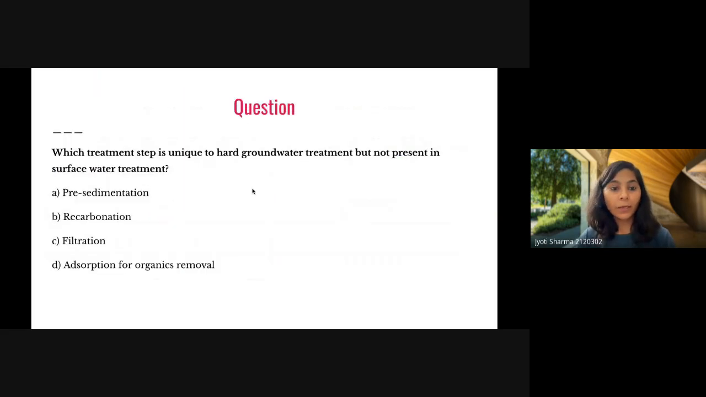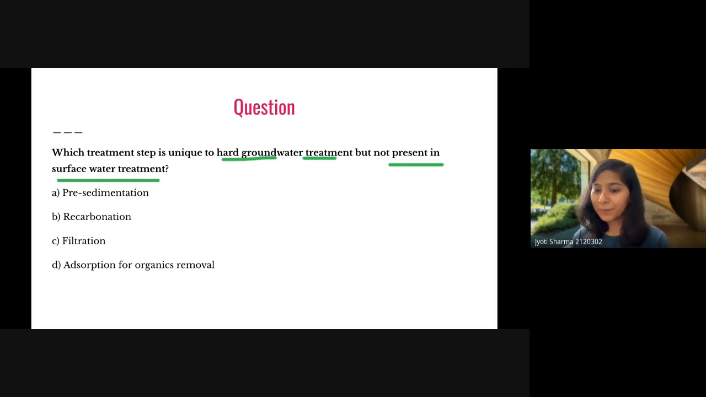Thank you, Priscilla. Okay, so now my first question is, which treatment step is unique to hard groundwater treatment but not present in surface water treatment? Pre-sedimentation, recarbonation, filtration, adsorption for organic removal. We have seen these steps, right? So can you tell me which step is very unique to hard groundwater treatment? Not D. You can change your option.